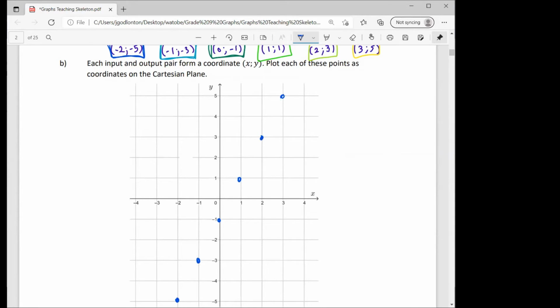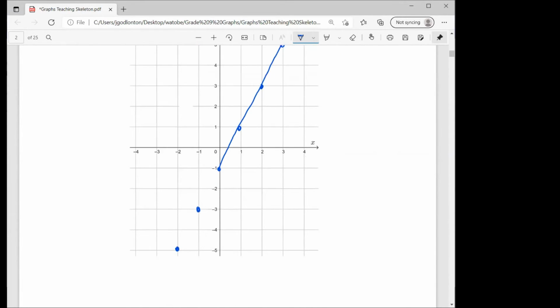So take your ruler out, and now we're going to draw a line that connects them. We need to have an arrow at the top because it can go on forever. And we need to have an arrow at the bottom because it could go on forever that way as well.